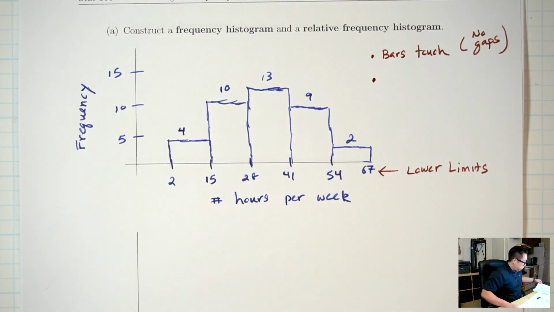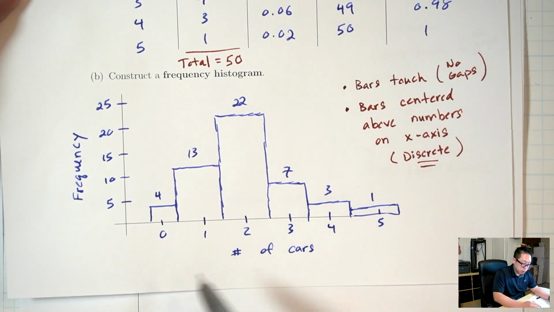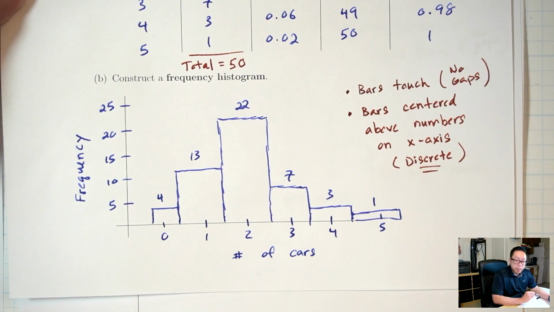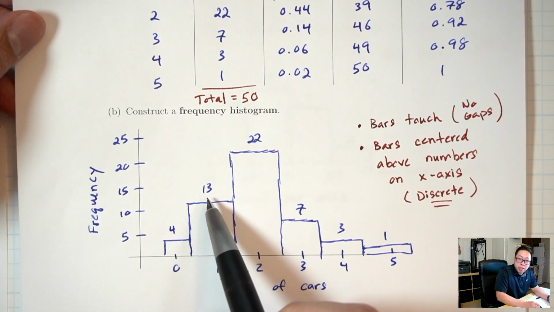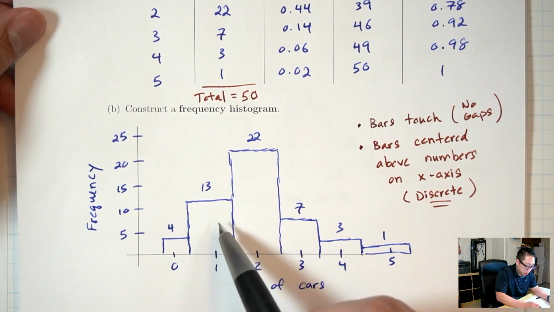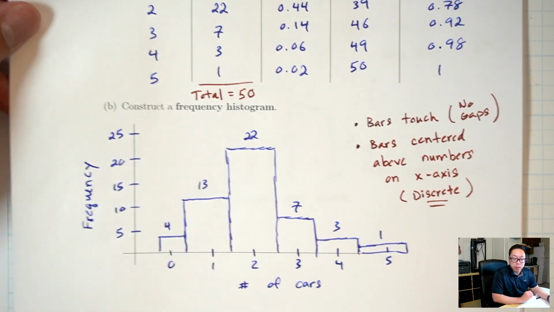The second thing I want to point out is the difference between example 1 and this example. So in example 1, the bars are centered above the numbers. What I mean by that is that the numbers are centered in the middle of the bars. And that's okay, that's what you're supposed to do for discrete data, because this 13 represents how many ones there are. So this entire bar goes with this 1. And that's why you have the numbers centered on the bar.